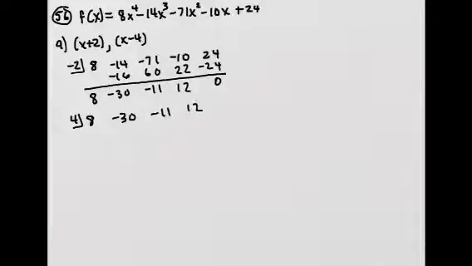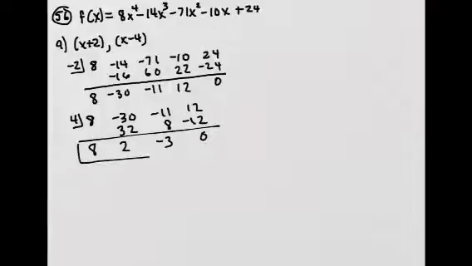11, and 12. Okay, bring down the 8, then you multiply, you get 32, you combine, you get 2, multiply, you get 8, combine, you get negative 3, multiply, you get negative 12, and then 0. And so the remainder 0 means that x minus 4 is a factor. So this means that the remaining factor is 8x squared plus 2x minus 3. So for part B, they want you to find the remaining factors.